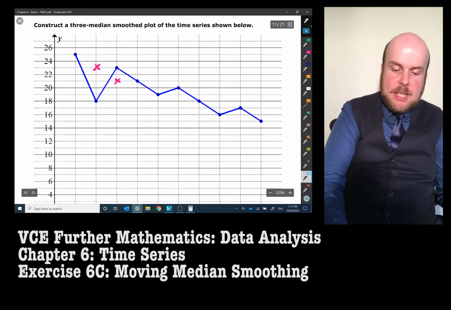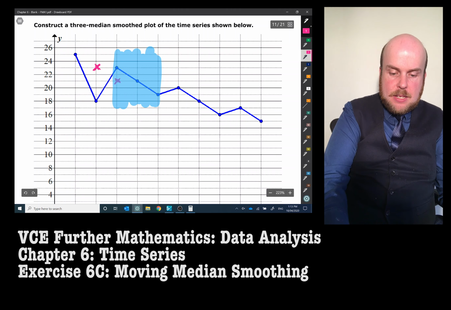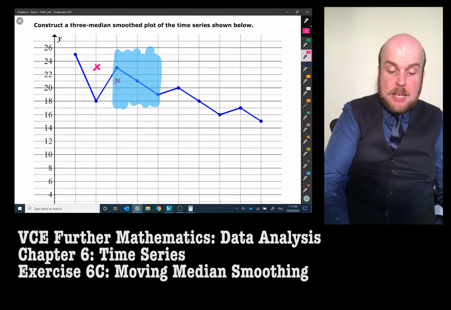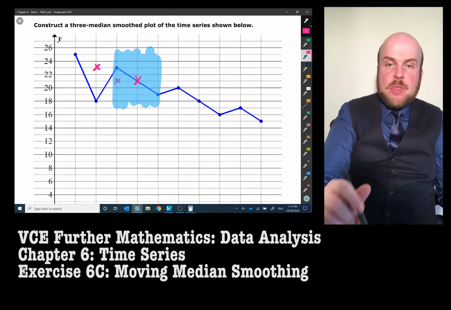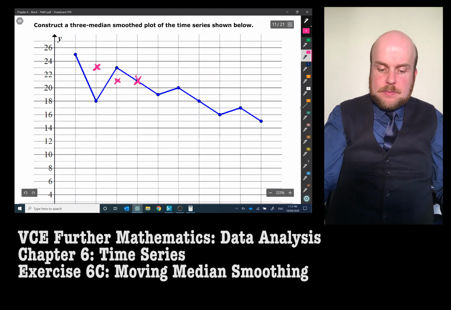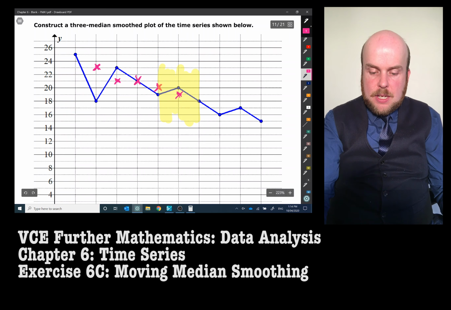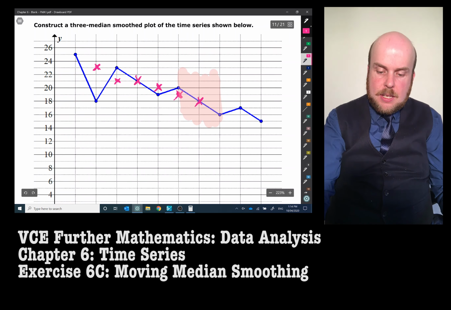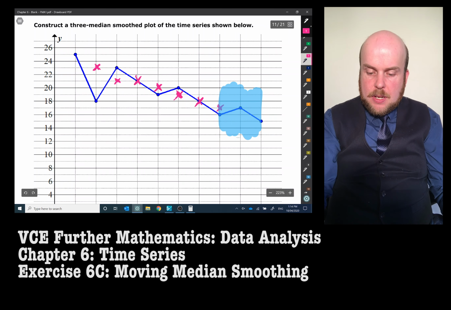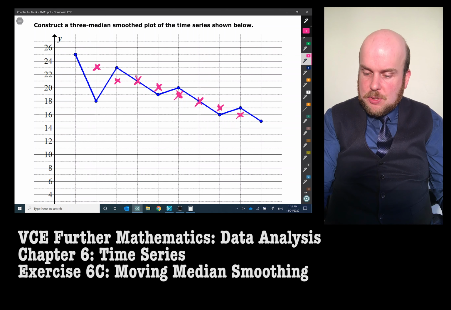And then I'm going to go with the next three along. What's the median value there? The median is in fact smack bang in this one, because that's the one that's in the middle of the three if I look horizontally. And when I look vertically, that is in the middle. And now we've made our median smoothed plot.